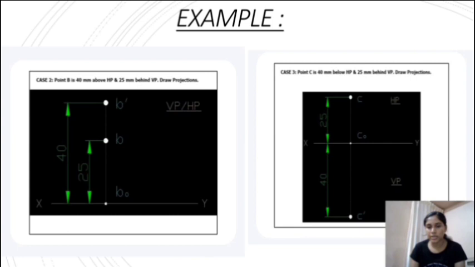Then second example, point C is 40 mm below HP and 25 mm behind VP. Draw projections. 40 mm below HP and 25 mm behind VP means third quadrant. So in third quadrant, top view lies above XY line and front view lies below XY line. So you can select the line and then move the cursor on XY line. From there you can give 25 mm length and a 90 degree angle, press enter.